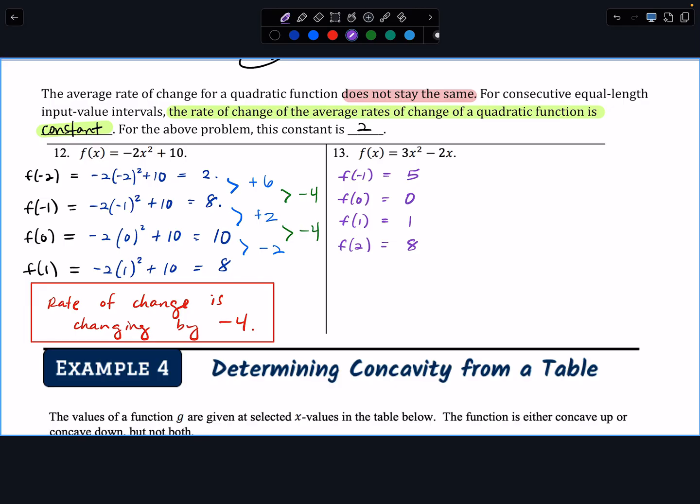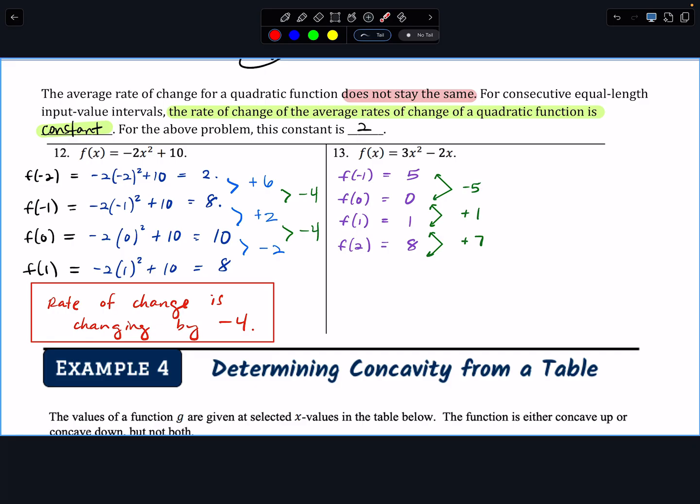So these are the answers. So the rate of change now, from 5 to 0, is that getting bigger or smaller? By how much? So this would be -5. From 0 to 1, is that getting smaller or bigger? Bigger, right? So by +1. From 1 to 8, that's increasing by what? 7? Okay.